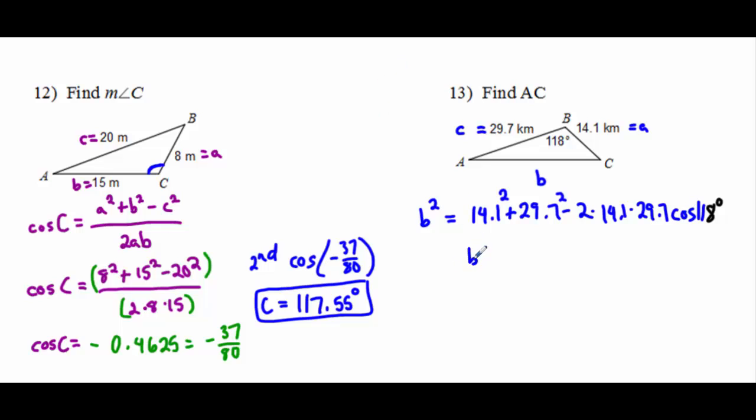So for B squared, I get 11. No, I don't get 11. I get 1470.129. And so I'm going to square root both sides. I'm going to use the second square root, second answer, and that gives me 38.34, which would be in kilometers on this problem.